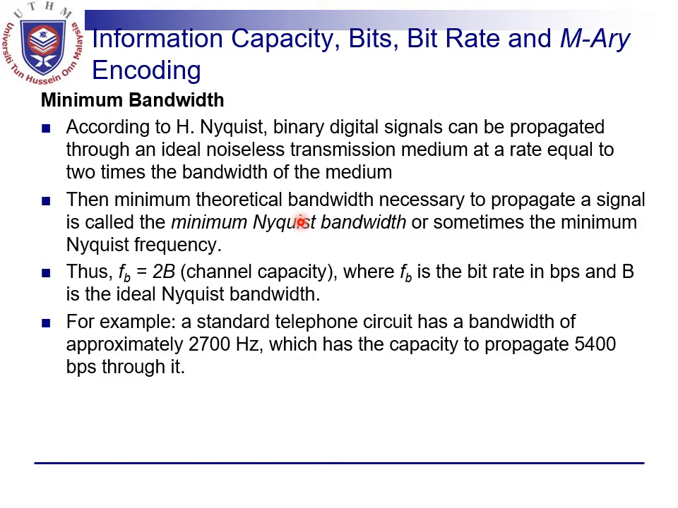For example, a standard telephone circuit has a bandwidth of approximately 2700 Hz, which has the capacity to propagate 5400 bits per second through it. So the bandwidth of the medium is 2700, but the capacity to transmit the signal through the medium is 2 times the given bandwidth of the medium, which is 5400 bits per second.